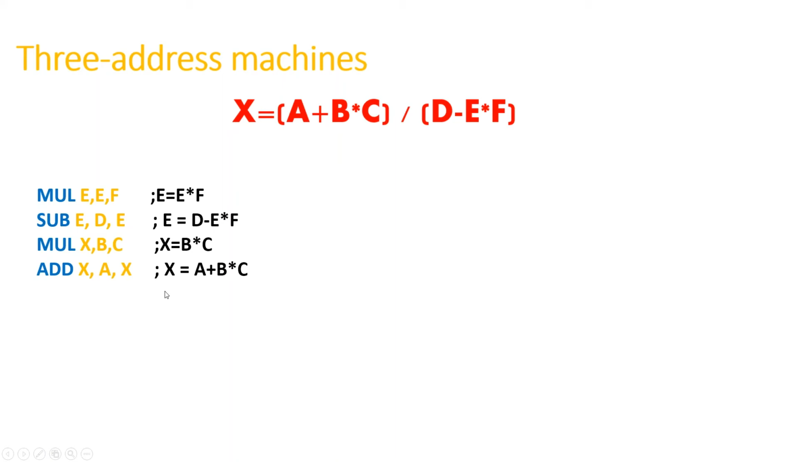Then we could see that E holds the first part of our equation and X holds the second part of our equation. So now all we have to do is divide X by E and store the whole result inside X again. That's the whole thing.